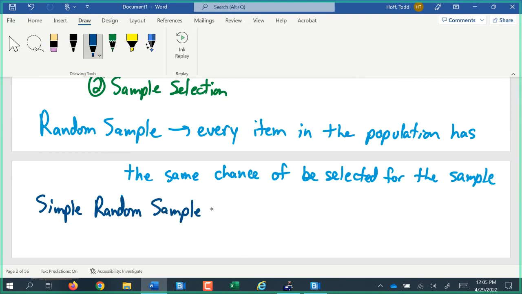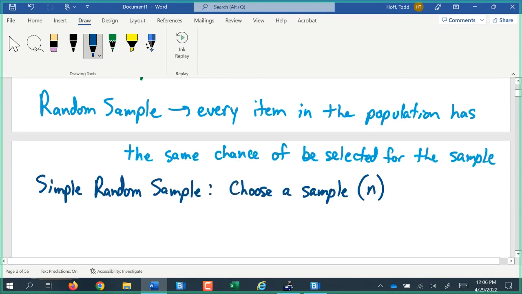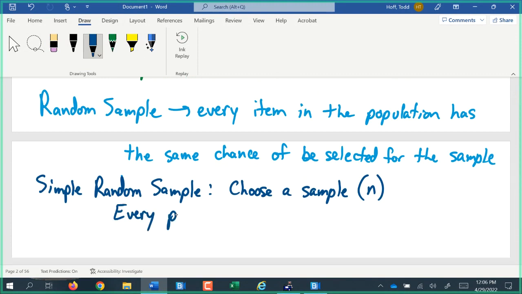And in a simple random sample, we choose a sample size. And the letter we use to abbreviate the sample size is the letter N. So we choose a sample size. We're going to select N items to be in our sample. A simple random sample is not just random, not just every item in the population has the same chance of being selected, but every possible sample of size N has equal chance of being selected.